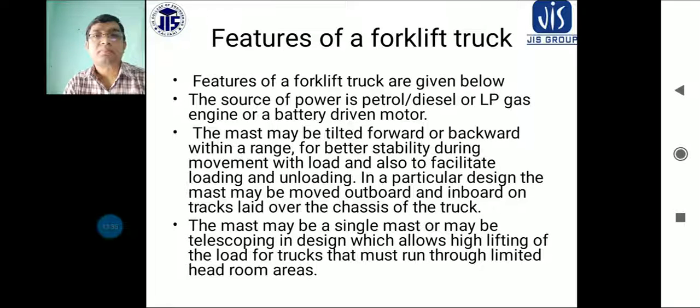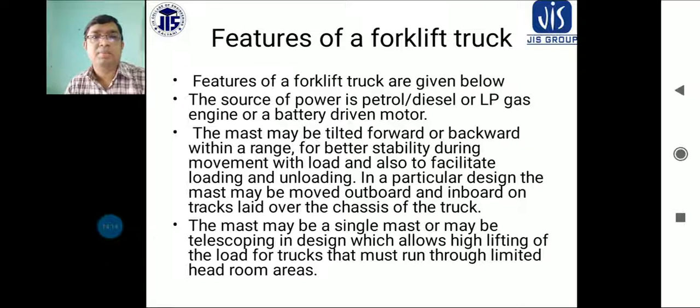That means the mast can be tilted in the forward direction as well as the backward direction within a given range. And within this range your materials will be moved, for better stability during movement with the load, and also to facilitate loading and unloading conditions. In a particular design, the mast may be moved outboard and inboard on tracks laid over the chassis of the truck.